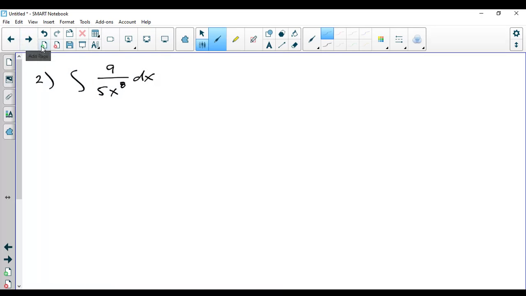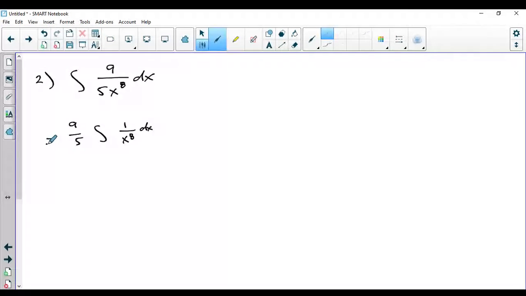Let's move on to the second one. Very similar problem, but a different approach. I'm still going to do the same thing where I pull out the 9/5, because those are just constants, and I'm going to get 1 over x to the 8th. So it actually turns out that this is not ln. In fact, it's only ln when it's 1 over x.